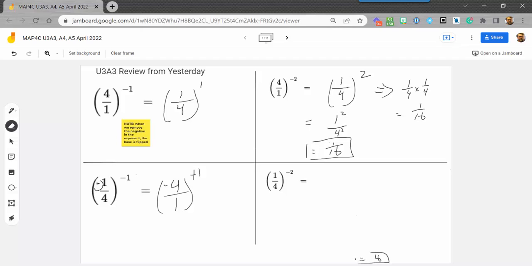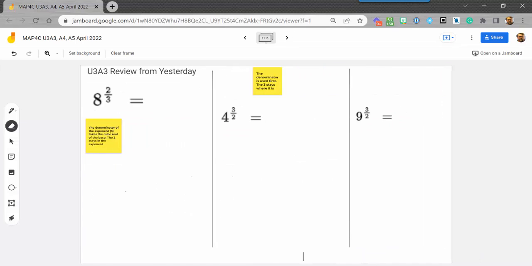Okay, if it's 1 over 4 to the negative 2, same idea, becomes 4 over 1 to the positive 2, becomes 4 squared over 1 squared, or we could just say 16, or we could say 16 over 1, it doesn't really matter. Okay? All right, let's move on.